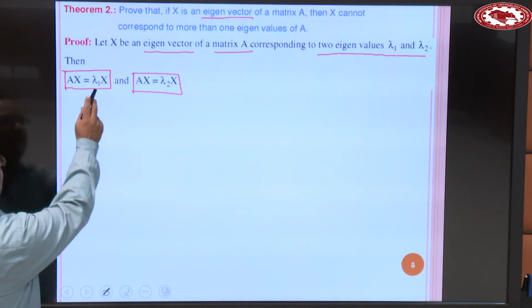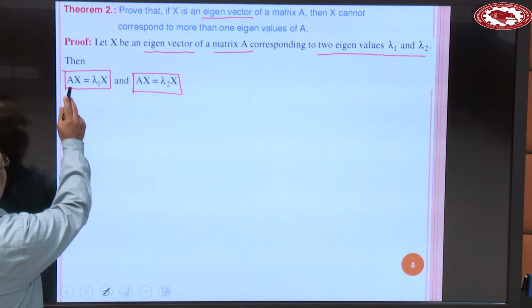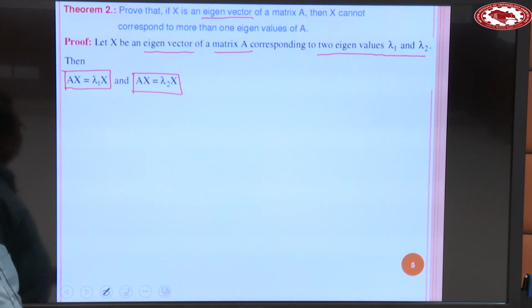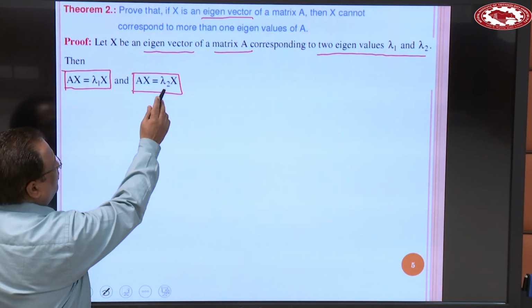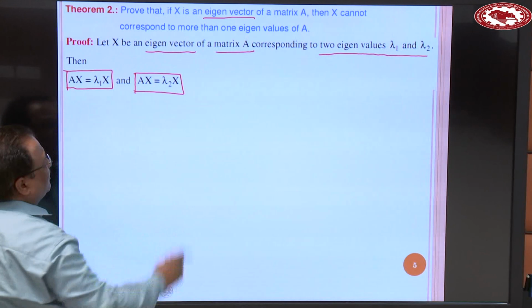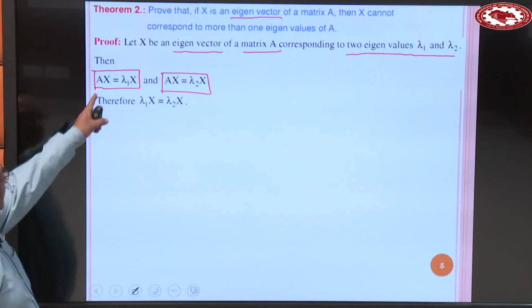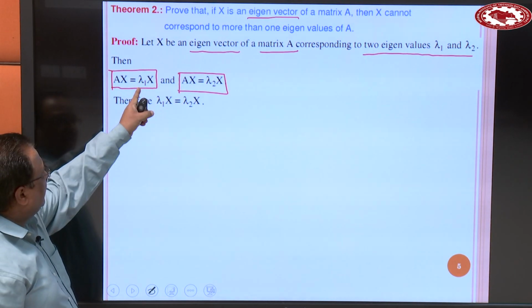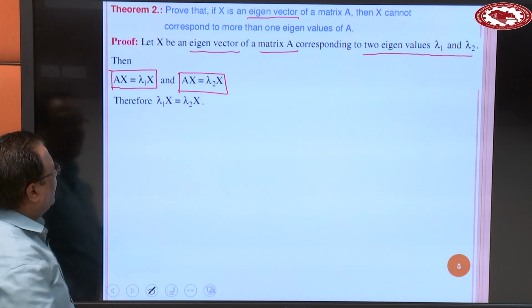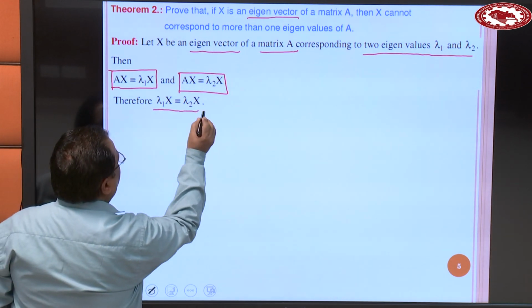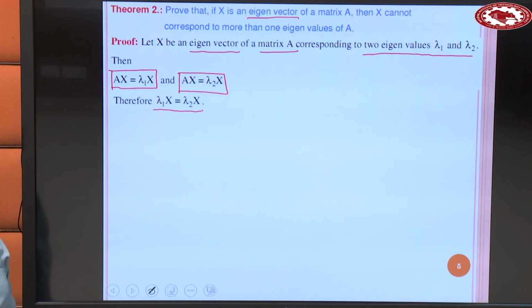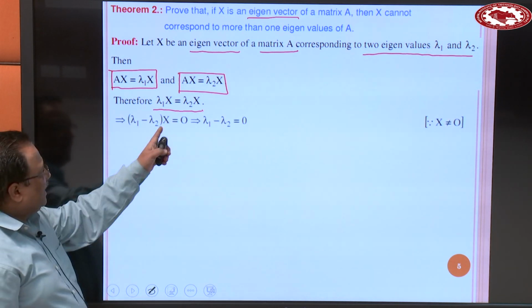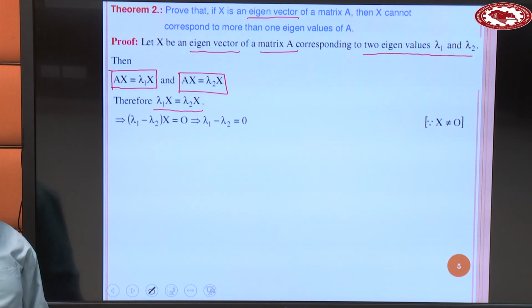This means lambda 1 is an eigenvalue of A and x is the corresponding eigenvector. And this result means lambda 2 is an eigenvalue of A and X is the corresponding eigenvector. But Ax is Ax. This means lambda 1 x is equal to lambda 2 x. So therefore, lambda 1 x is equal to lambda 2 x. But X is not equal to 0.